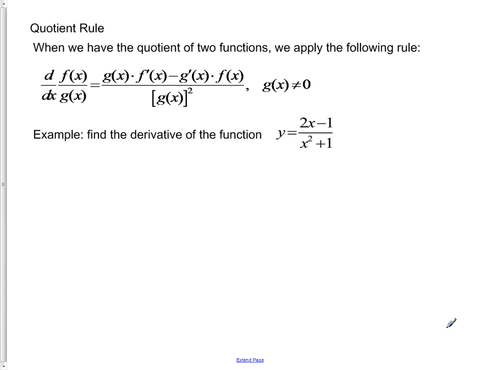Okay, so now here's another one. This one's called the quotient rule. The quotient rule looks slightly more complicated, but essentially says the same kind of idea, and it's this.